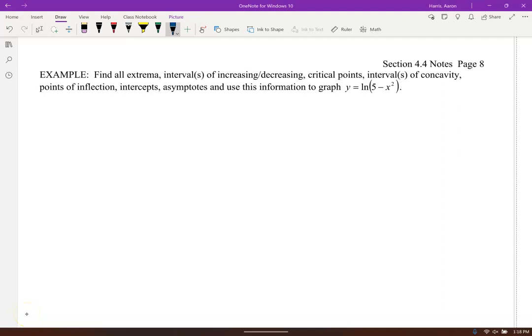All right, let's do another transcendental here with the natural log. So we got the natural log of 5 minus x squared. Derivative of the natural log of x is just 1 over that.